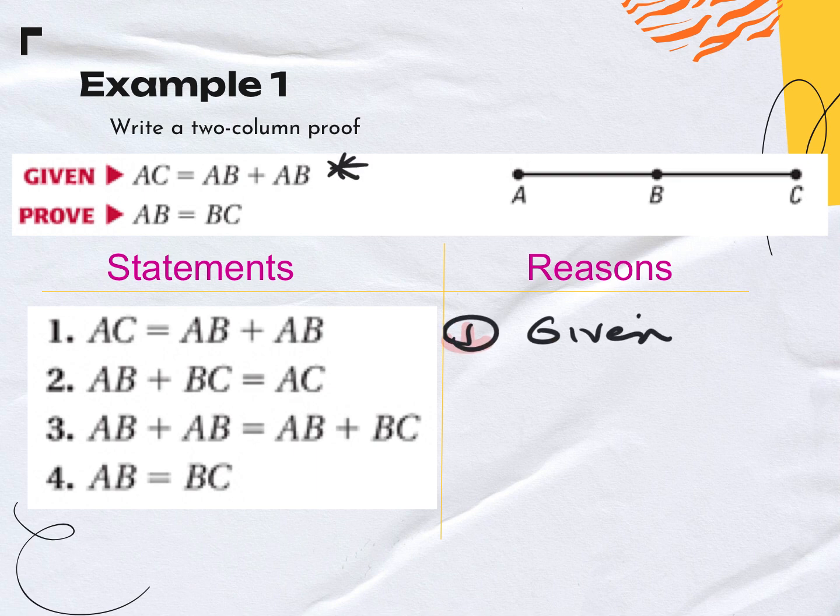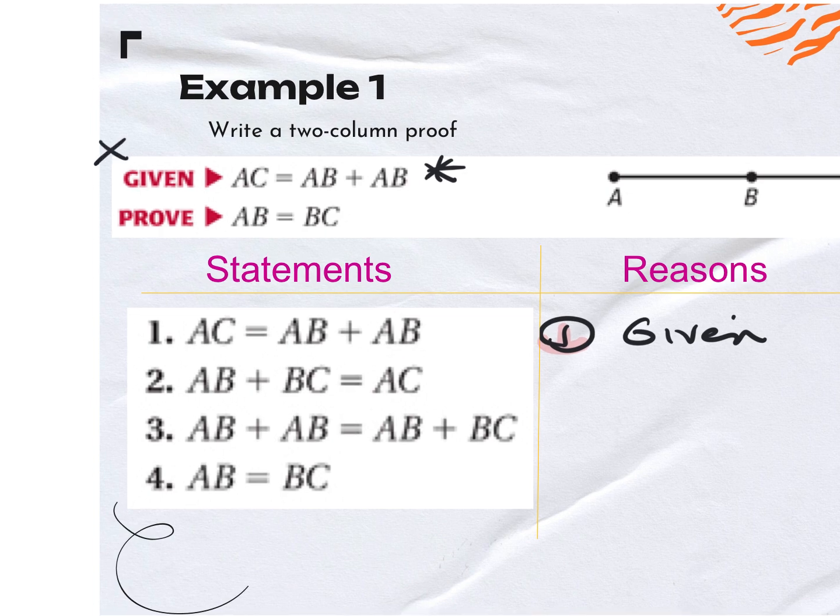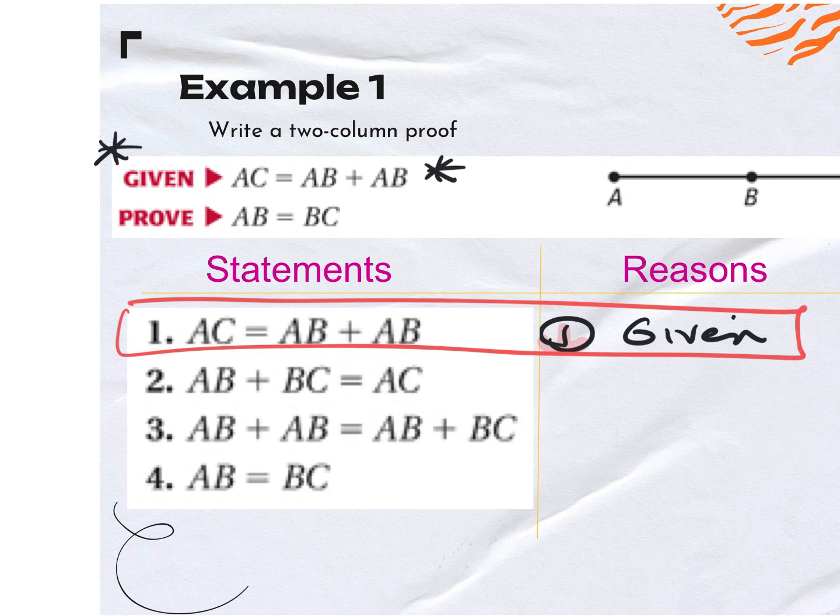this is the given. And this is always going to be your very first statement, and your reason for that first statement will always be the word given. So when you're doing this on the test, if it's a totally blank proof, do not leave out this first statement and reason. It's worth points. Might be minimal points, but it's worth something. And then the last statement should be what you're trying to prove. The reason is not just proven, it's gonna be one of the properties, definitions, or theorems.